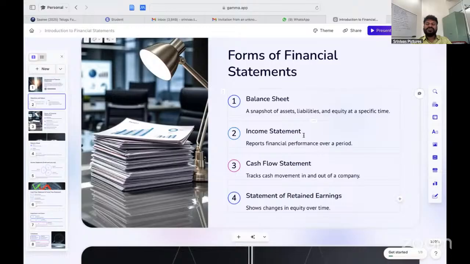This income statement has two types of analysis, that is the common size statement, which I just told you about, and the next analysis is the comparative analysis. Comparative analysis means what? Last year to current year. So two years' data we are going to take, and in the two years, we are going to find the changes.